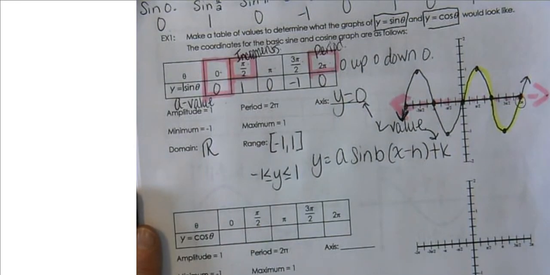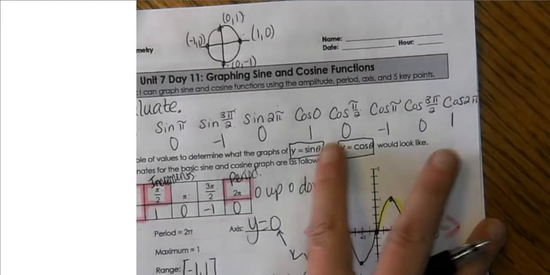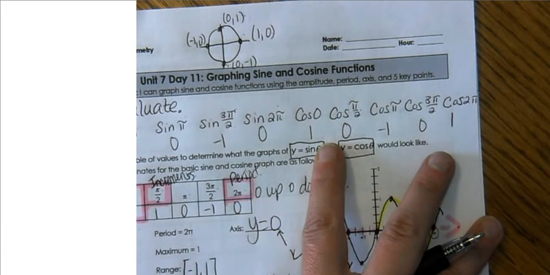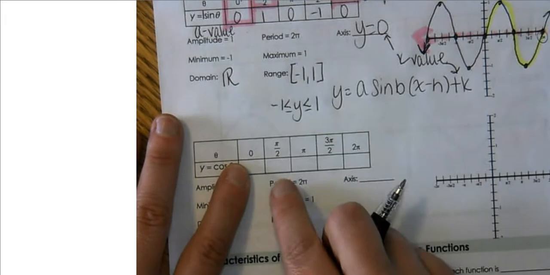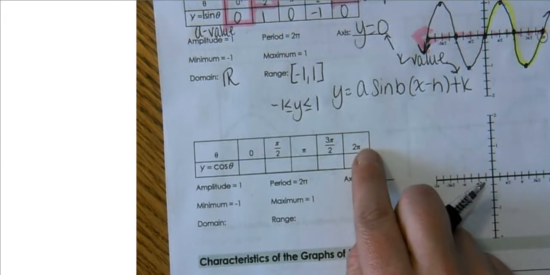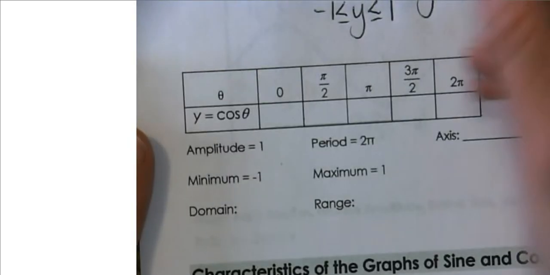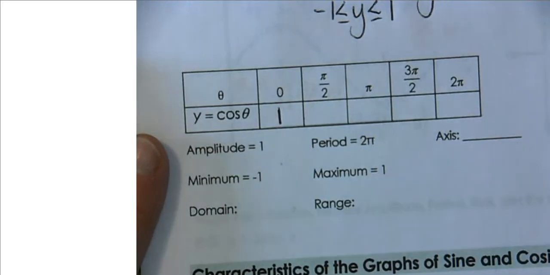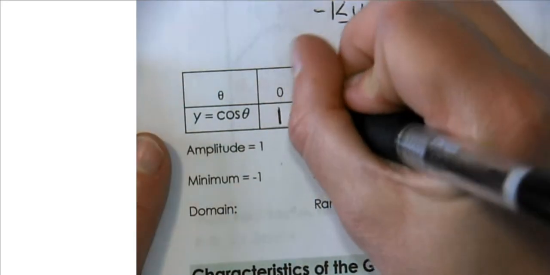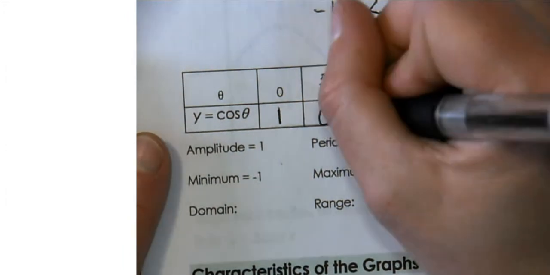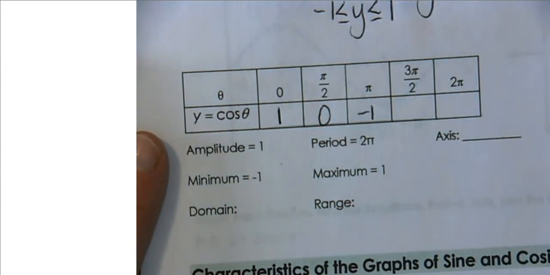So now let's go ahead and talk about a cosine function. Using our values that we came up with in our warm-up, we're going to be evaluating, once again, the cosine of 0, pi over 2, pi, 3 pi over 2, and 2 pi. Our quadrantal angles from our unit circle. The cosine of 0 was 1, so we're going to put in the number 1. Then cosine of pi over 2 was 0. Cosine of pi is -1. Cosine of 3 pi over 2 is 0, and the cosine of 2 pi is 1.